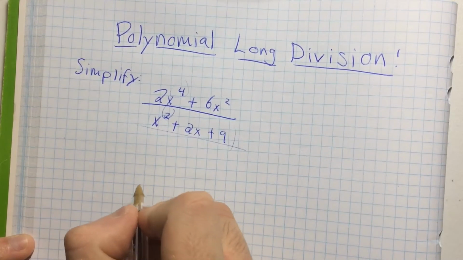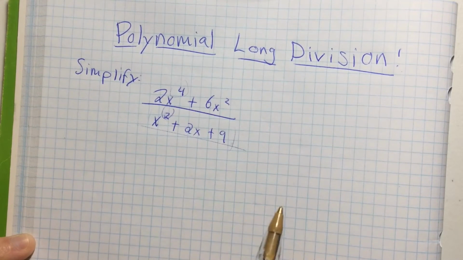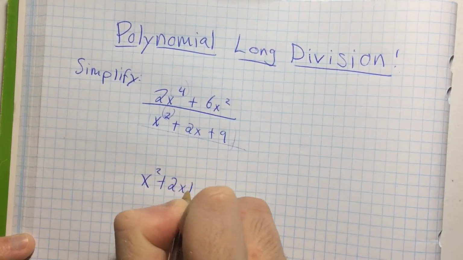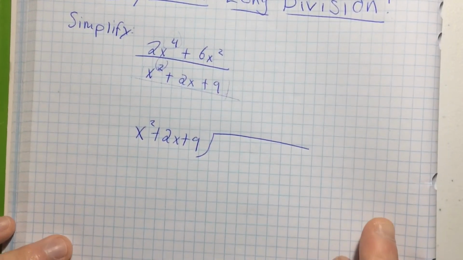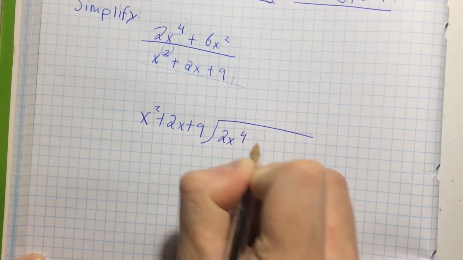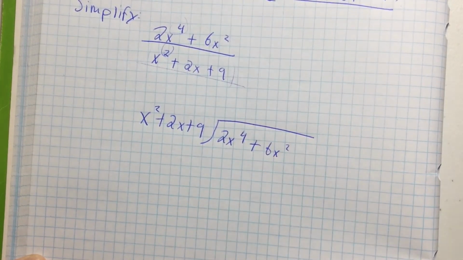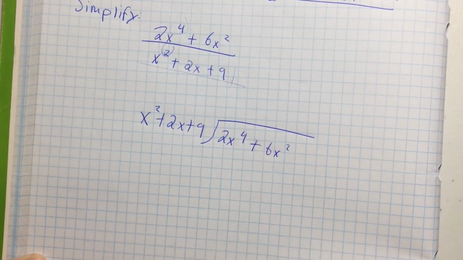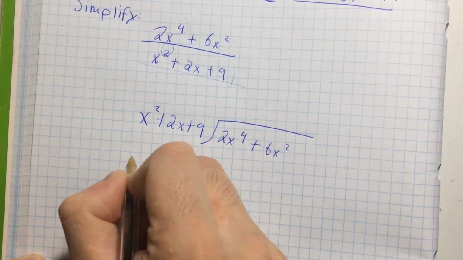If we know how to do long division from primary school, you're basically saying, how many times does this go into this? So we write x squared plus 2x plus 9 goes into some really big bracket, and that bracket contains 2x to the 4th plus 6x squared. I know my 6's look like b's, I'm sorry about that. But actually, I'm going to rewrite this. This is a common mistake, and I'll explain why, because you can make a lot of mistakes if you forget this one crucial step. So I'm going to rewrite it.